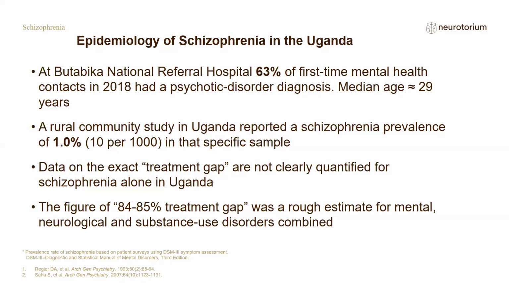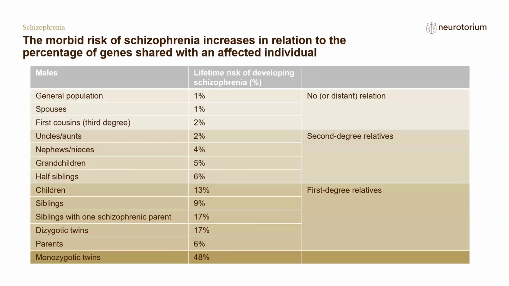It is sad to note that there is a huge treatment gap within the Ugandan context of over 80%. The implication of this is that the people who need treatment most, or need care because of having these disorders, never get to receive that care.